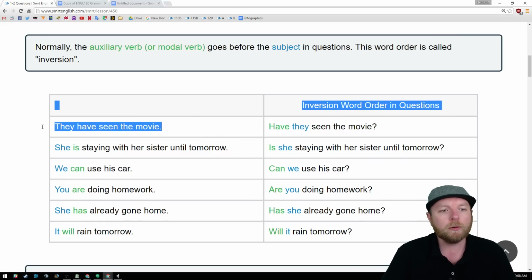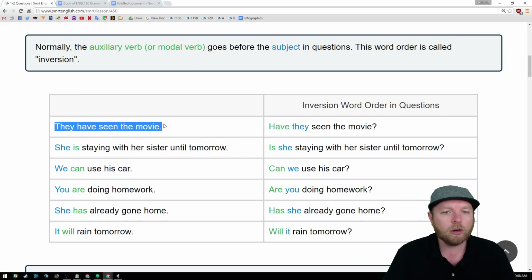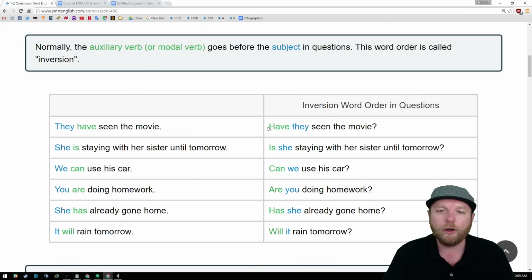So here is a normal sentence. It's not inversion. But here we change it to a question. And look at the inversion, right? They have seen the movie. Question: have they seen the movie?